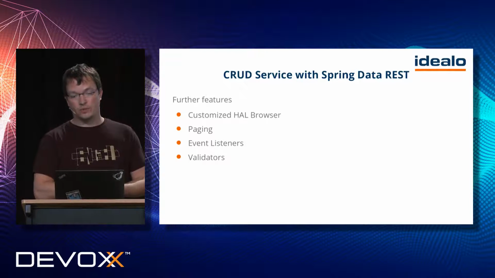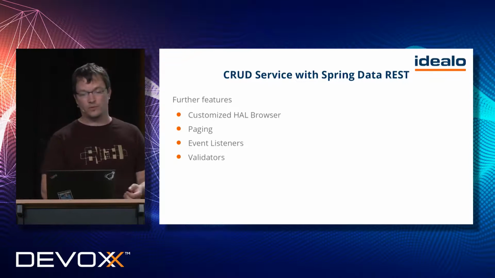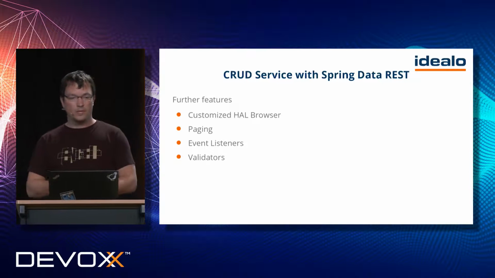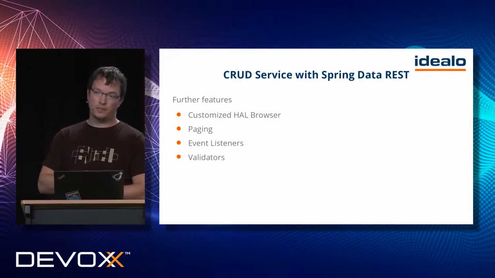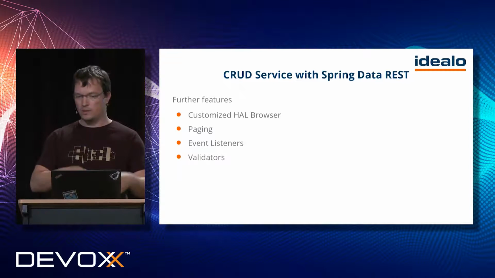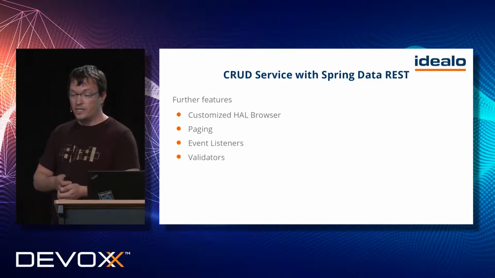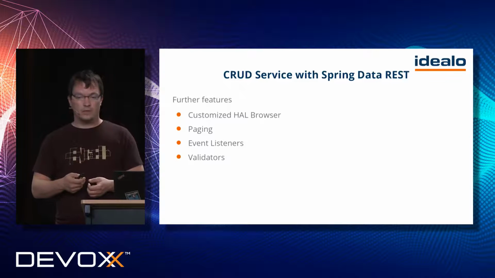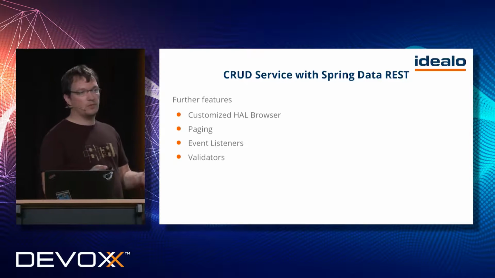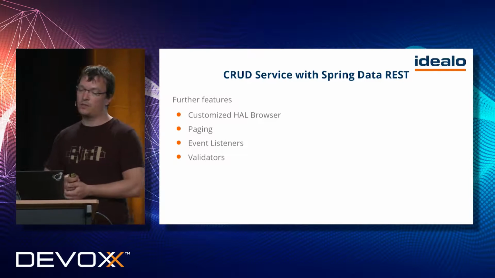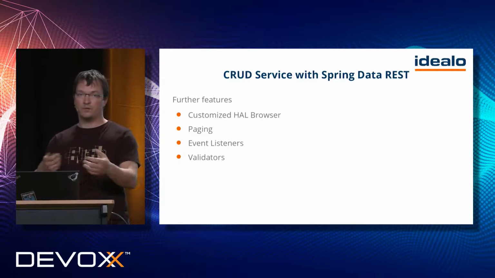Spring Data REST supports paging by default. You don't have to configure anything. You don't have to write anything for that. If you query, for example, in my service, if you would query all conferences, by default it is paged, and there's a default page size and so on. Spring Data REST also supports event listeners, so you can react on events like before create, before save, after delete, and so on. And so you can intercept requests and do actions based on what happened before.